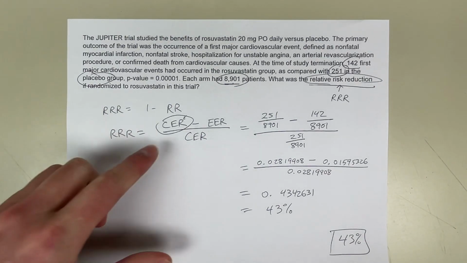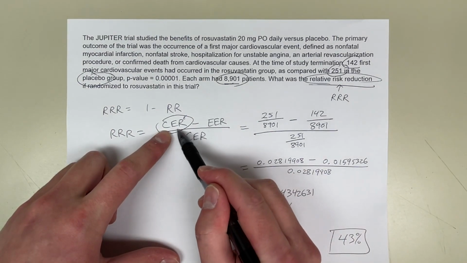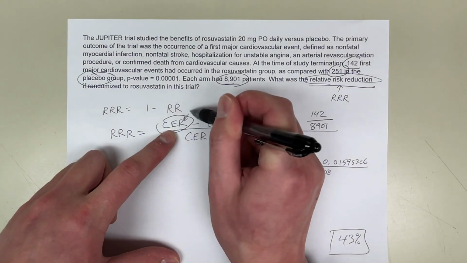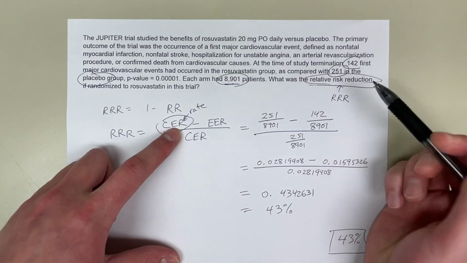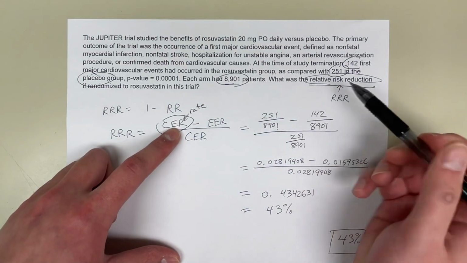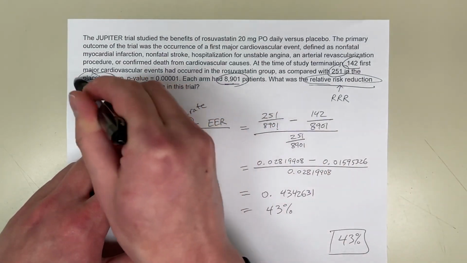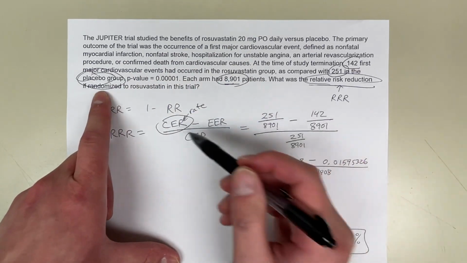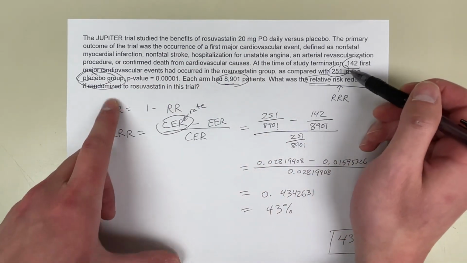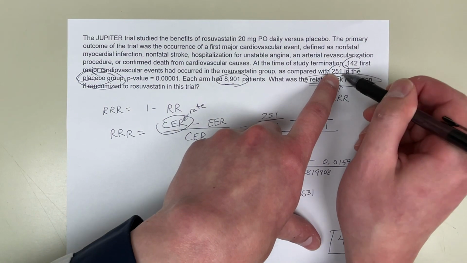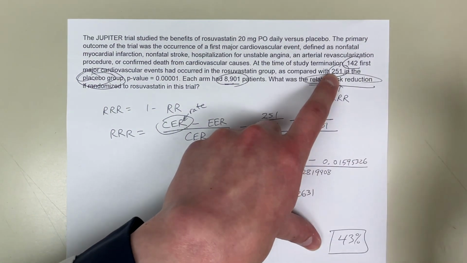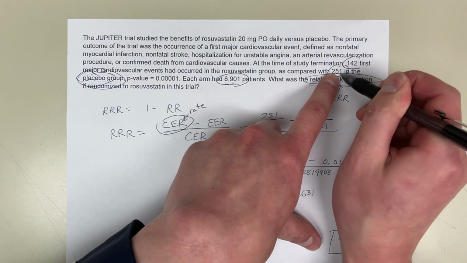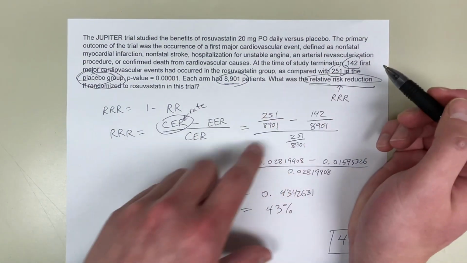So for this question, always remember that these control event rates are rates. That's what the R stands for, rate. So rate is a proportion. And remember that control is usually the placebo. So if they have placebo here, you know that's the control event rate. And you have to find the number in that group that had some sort of event occur, which is 251, divided by the total number in that group.